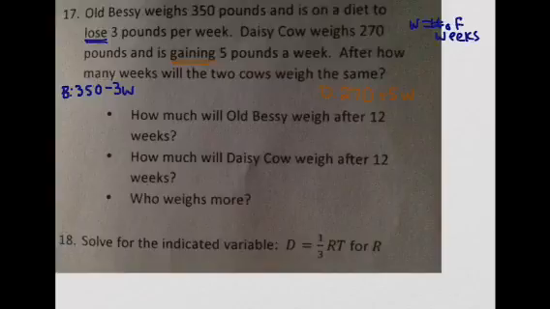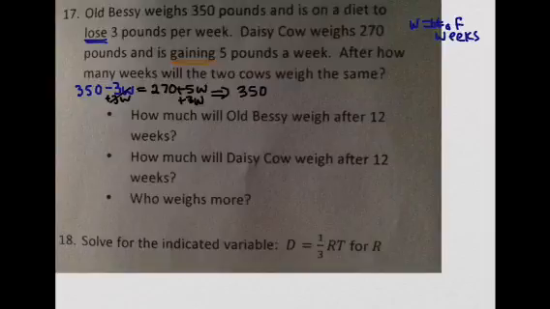So let me erase this here and put equal. So I'll just copy Daisy's information, 270 plus 5W. So I'm going to add 3W to both sides right here. Let me erase this right here. And so that's going to give you 0 here.